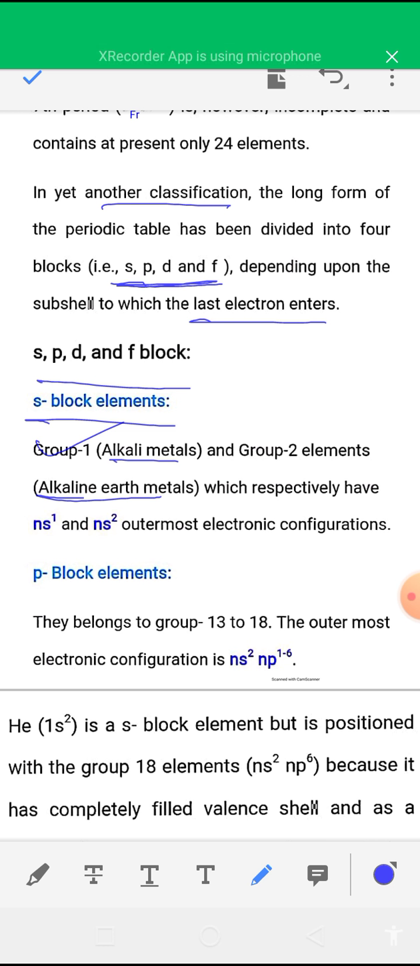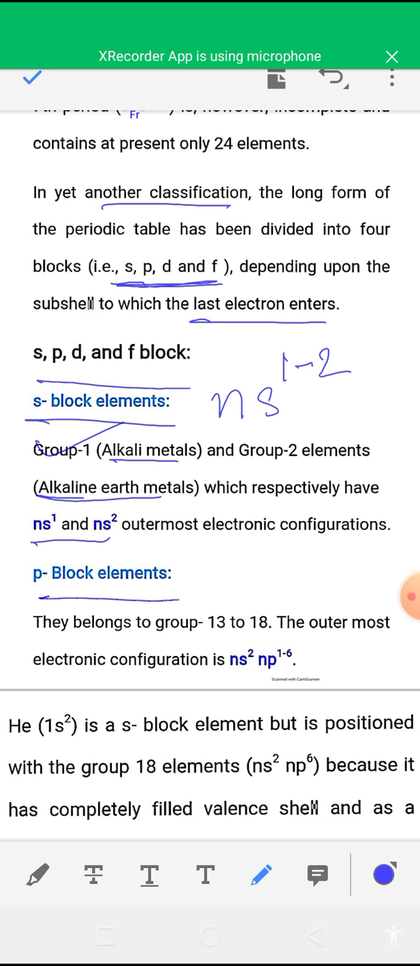which respectively have electronic configuration ns1 and ns2, and these two groups, group 1 and group 2, are known as S block elements. The general outermost electronic configuration of S block elements is ns1 to 2. In case of group 1, the outermost electronic configuration is ns1, and in case of group 2, the outermost electronic configuration is ns2.